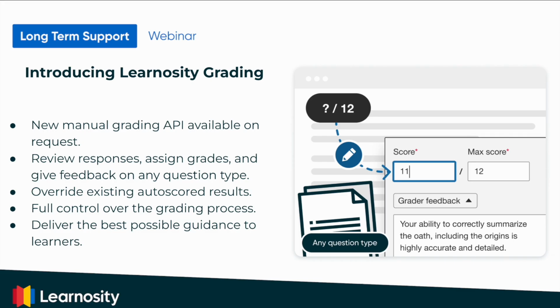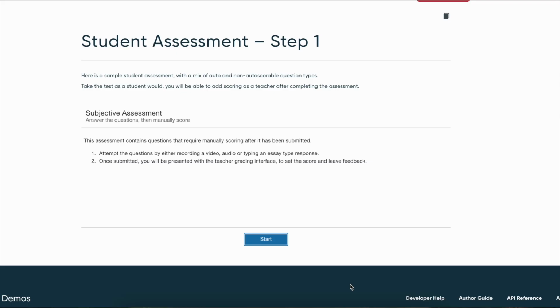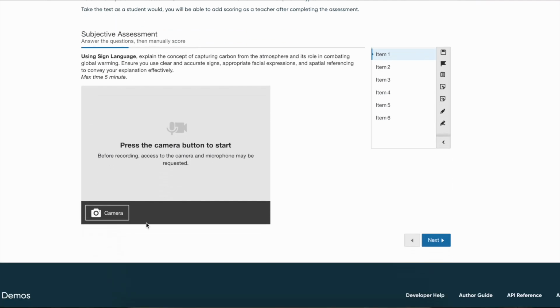Our new manual grading API is now available on request, providing a seamless way to review responses, assign grades, and give feedback on any question type, including those not supported by auto-scoring. It also allows you to override existing auto-scored results, ensuring full control over the grading process while delivering the best possible guidance to learners. To demonstrate our new grading API, we're first going to take a quick assessment.